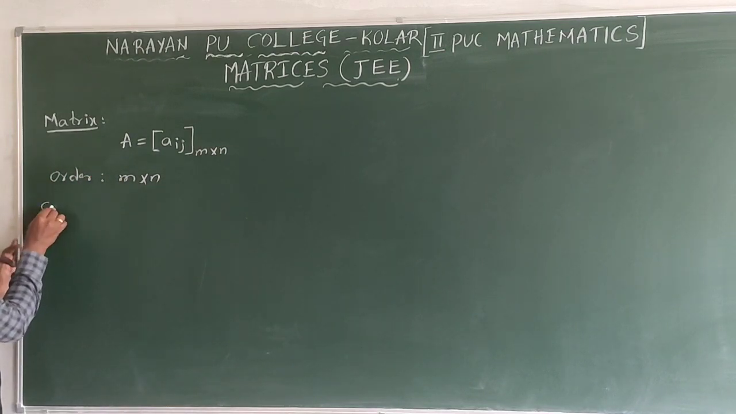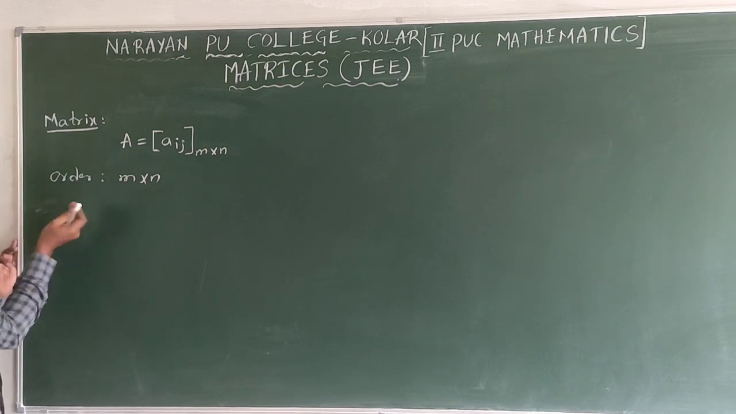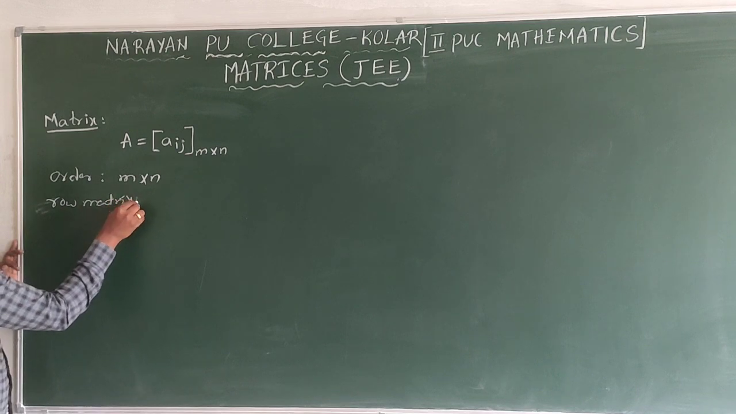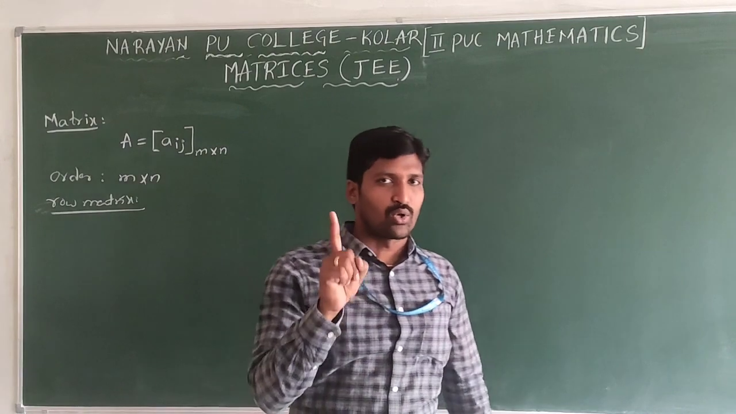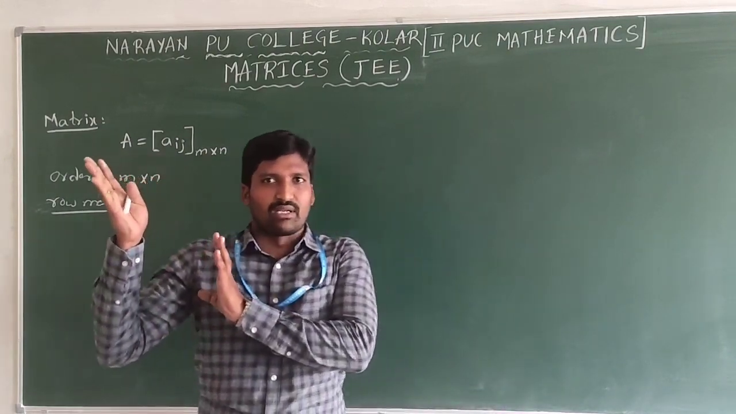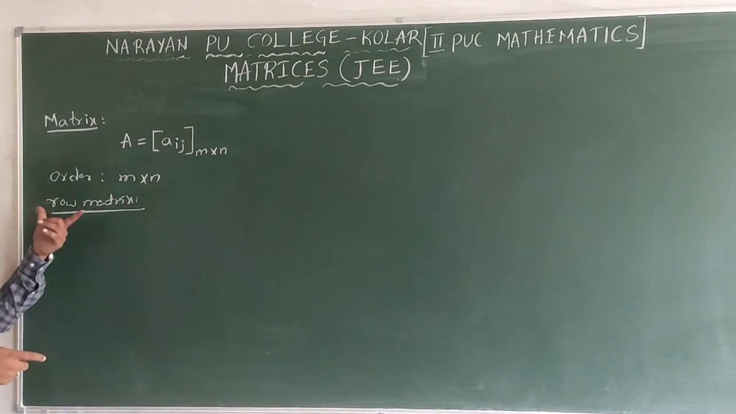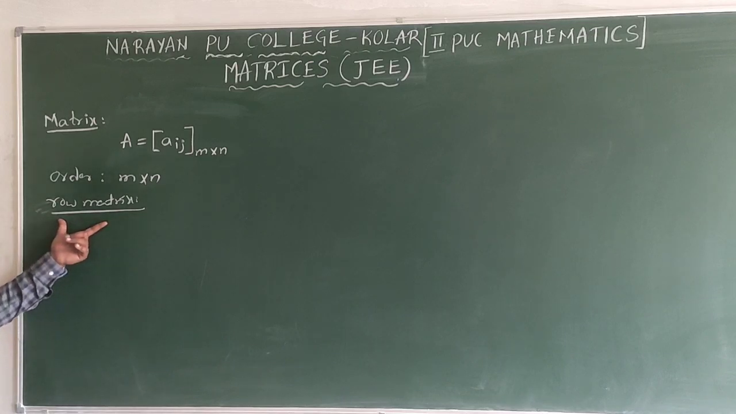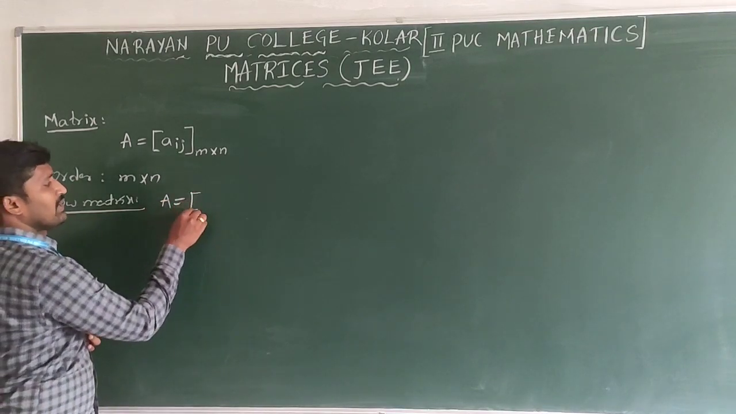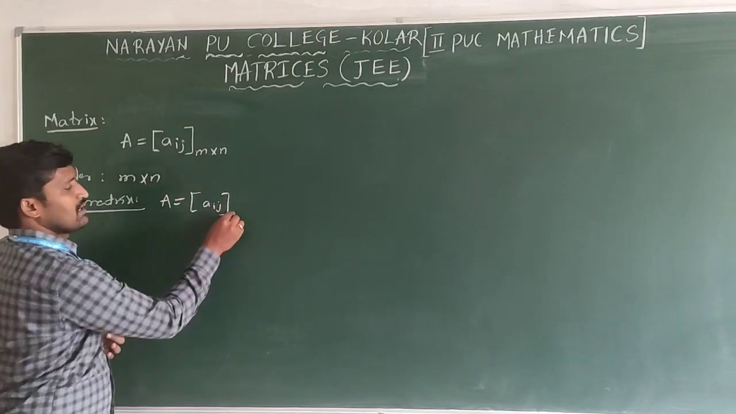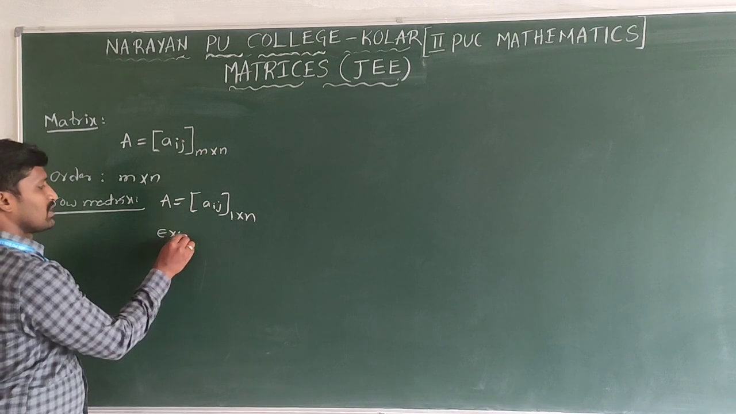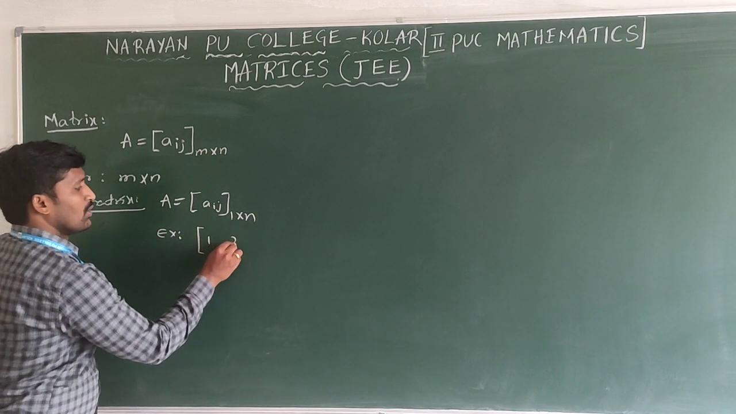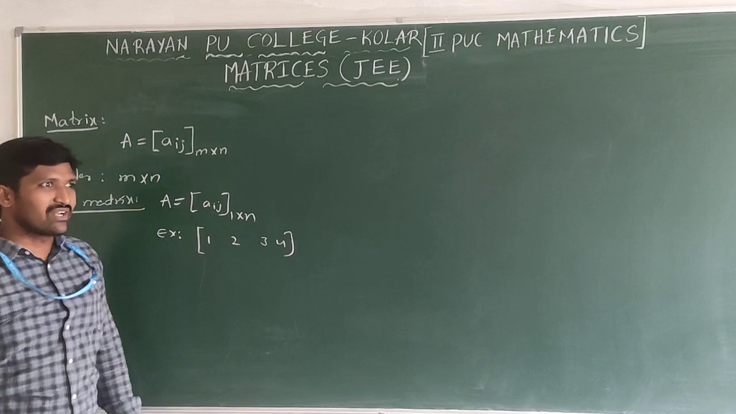Now next, we learn some types of matrices. In this, first one, row matrix. Row matrix means a matrix having only one row. Any number of columns does not matter, but a matrix having only one row is called a row matrix. For example, you can take like this: one row, any number of columns. For example, take 1, 2, 3, 4. What is the order of this matrix?